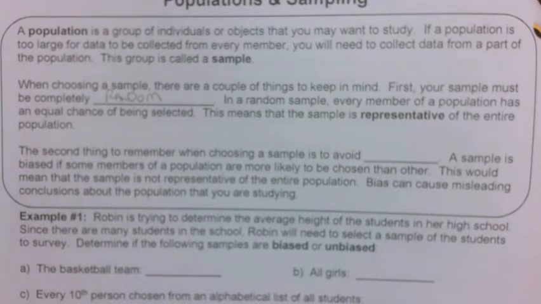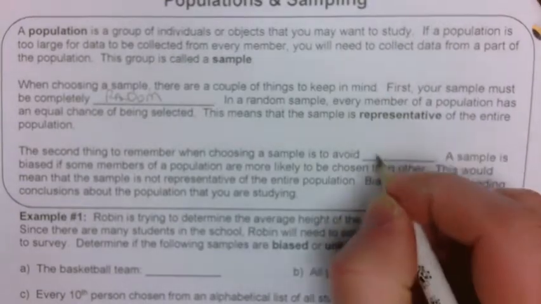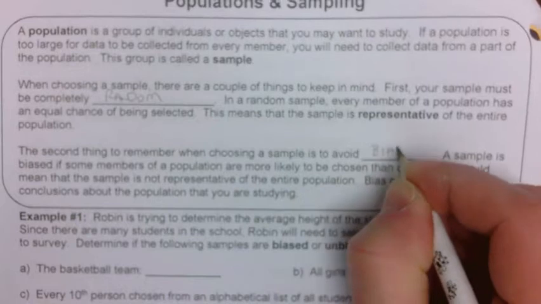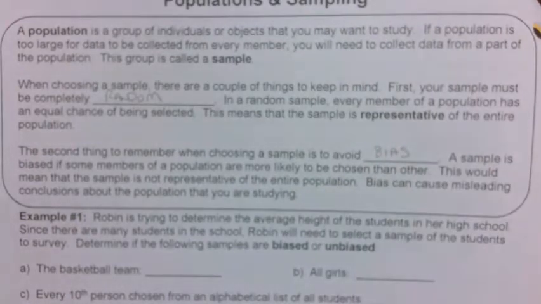The second thing to remember when choosing a sample is to avoid bias. A sample is biased if some members of the population are more likely to be chosen than others. This would mean that the sample is not representative of the entire population. Bias can cause misleading conclusions about the population that you are studying.